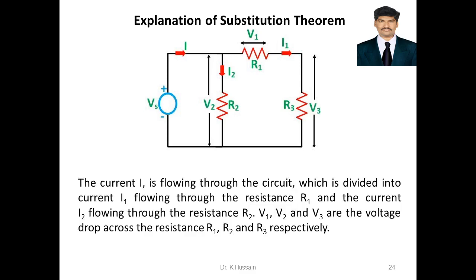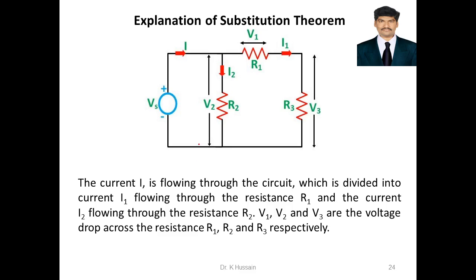Now the current I is flowing through the circuit, which is divided into two parts here. Already I have shown I1 and I2. I1 is flowing through the resistance R1, and I2 is flowing through the resistance R2.